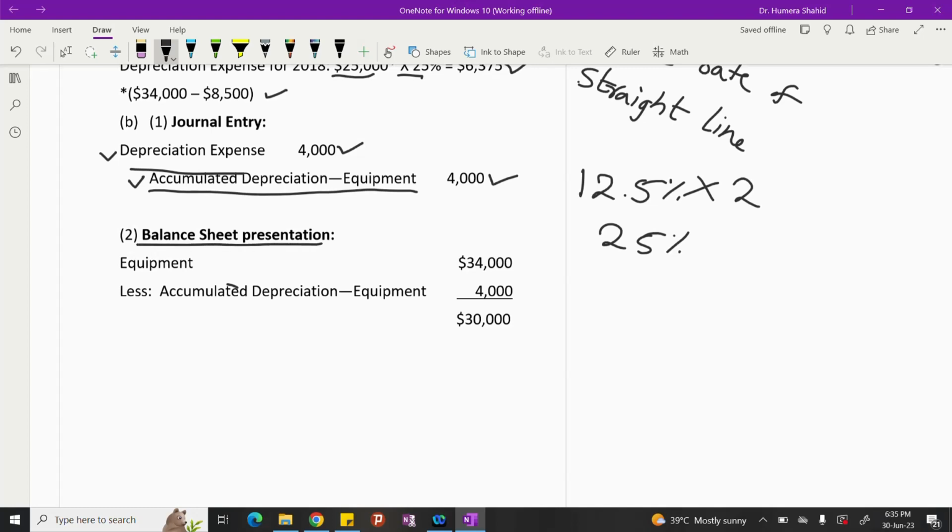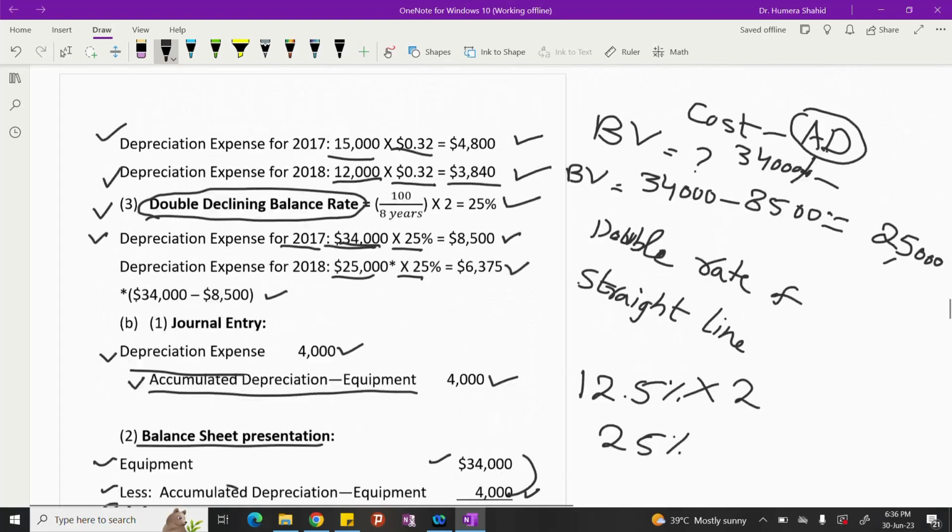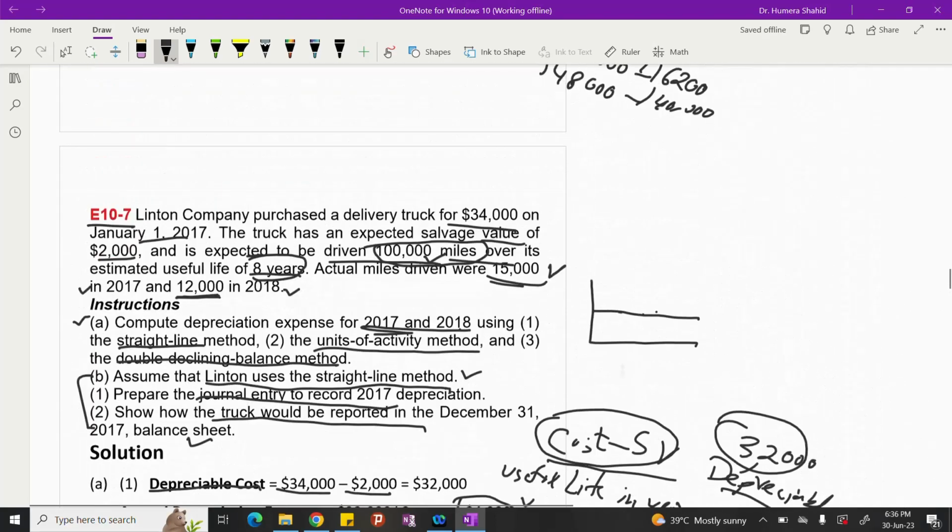How does the balance sheet presentation look like? In the balance sheet, under the assets, non-current asset, equipment will be mentioned first with its cost, less accumulated depreciation, and then book value. Sometimes you will find book value, sometimes nothing will be written here, but the book value is cost minus accumulated depreciation, so 30,000. So this is it for your question number 7.